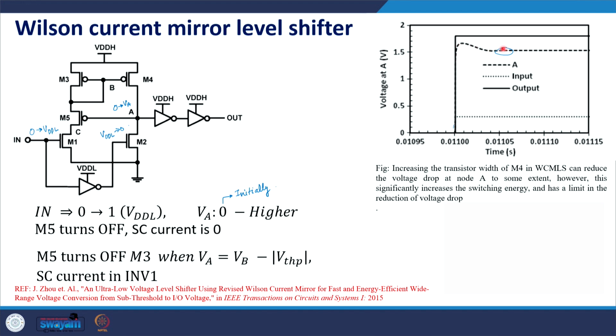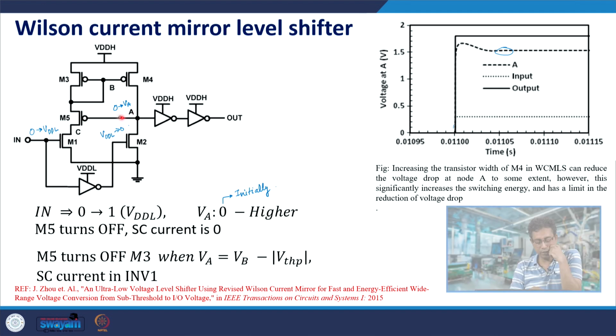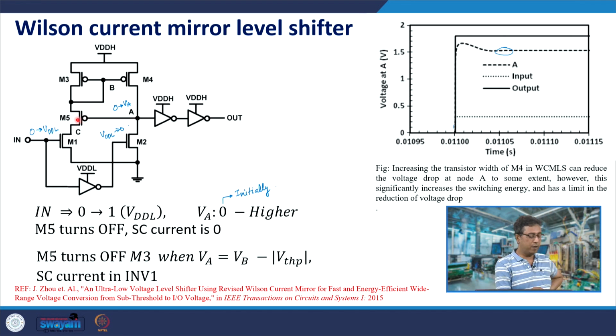VA switches to a certain voltage, but it does not go to VDDH, because before it gets there, M5 is turned off. As VA rises, the current through M5 reduces, and the magnitude of VGS of M3 and therefore M4 also reduces. The current keeps on reducing, and M5 is then turned off, and once M5 turns off, M3 also turns off, its VGS reaching VDD minus magnitude VTHP. So that value of VA is not VDDH.